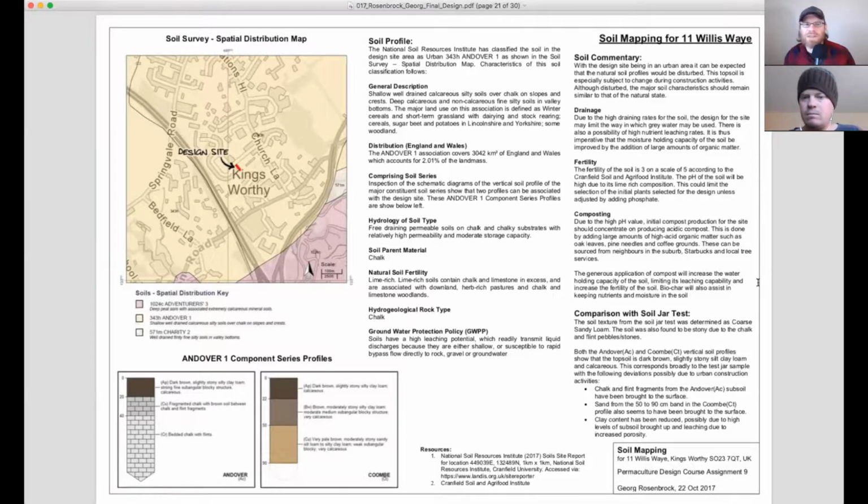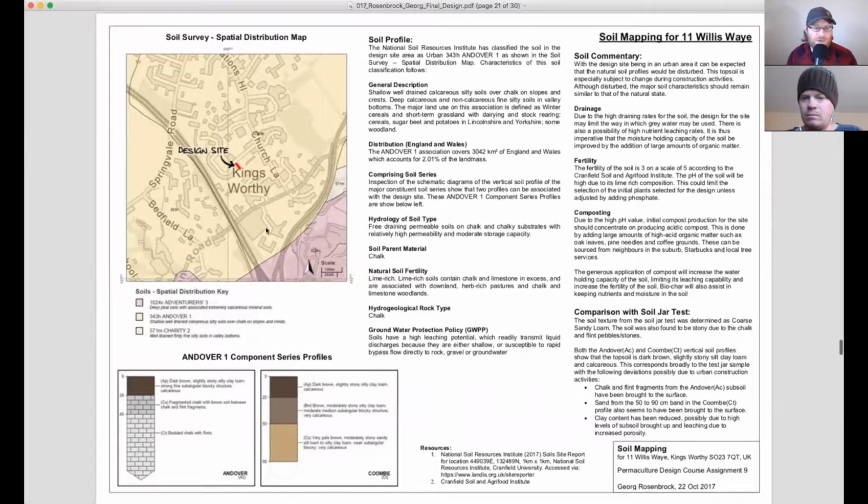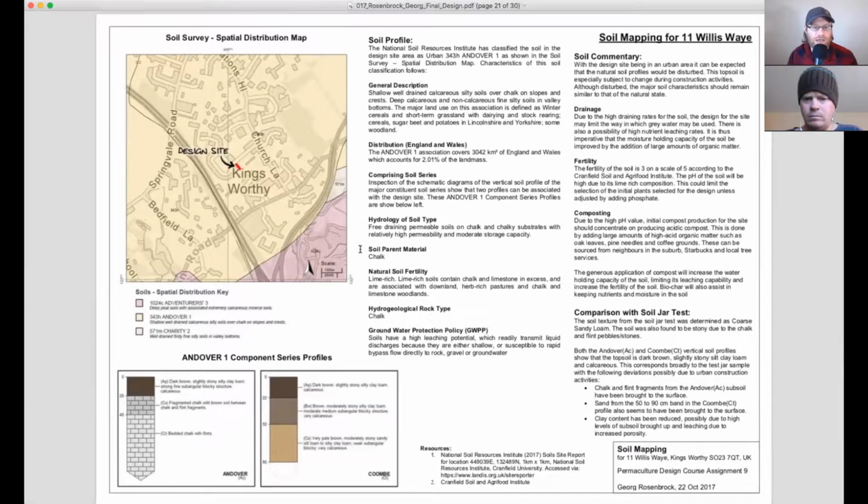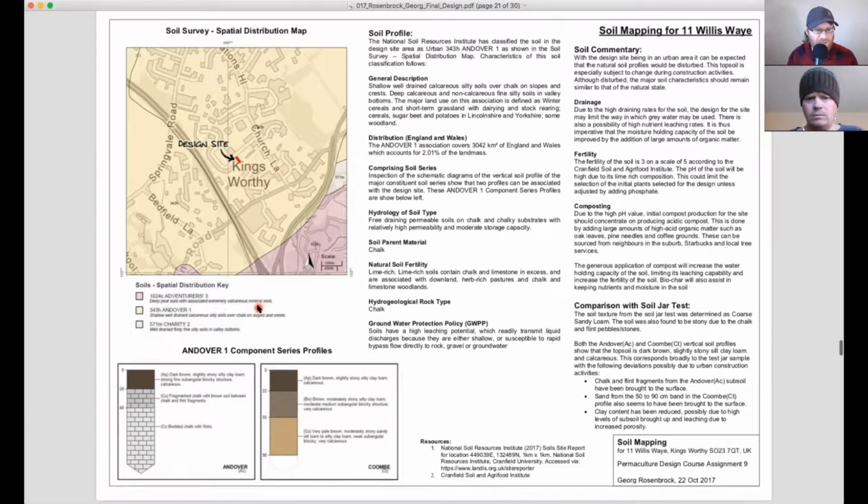So this was an excellent assignment because it gave us a sense of the three different soil types that were in the general area of the assignment. I'm just going to spotlight my cursor here. So we have the main one being this Andover one, shallow, well-drained, silty soils over chalk and slopes and crest. So they gave us a sense of the component series and the profile.